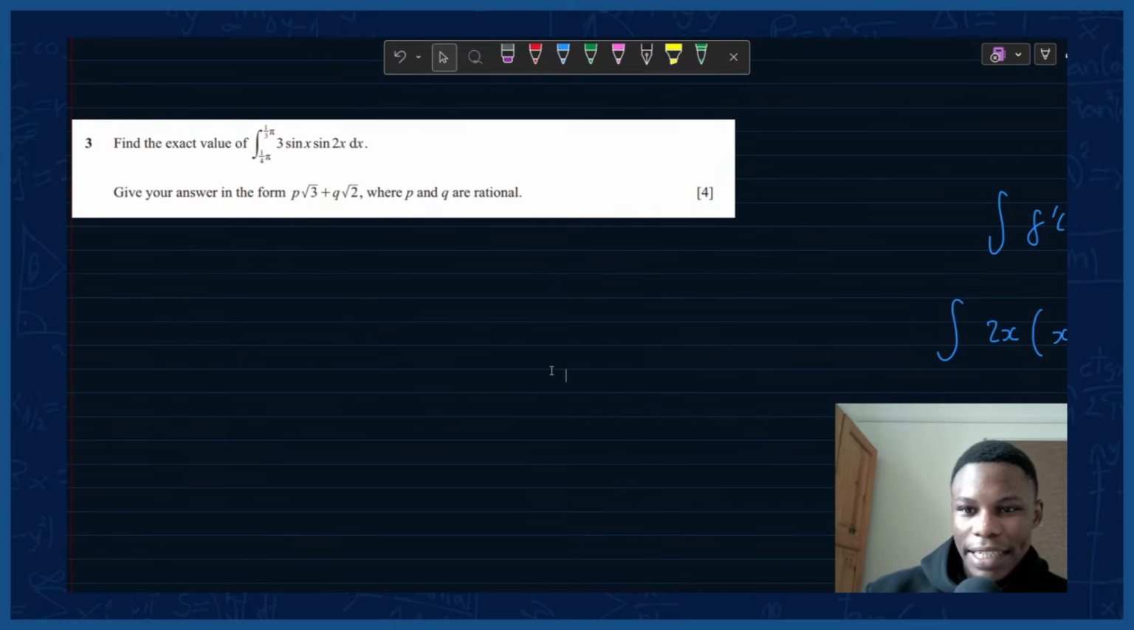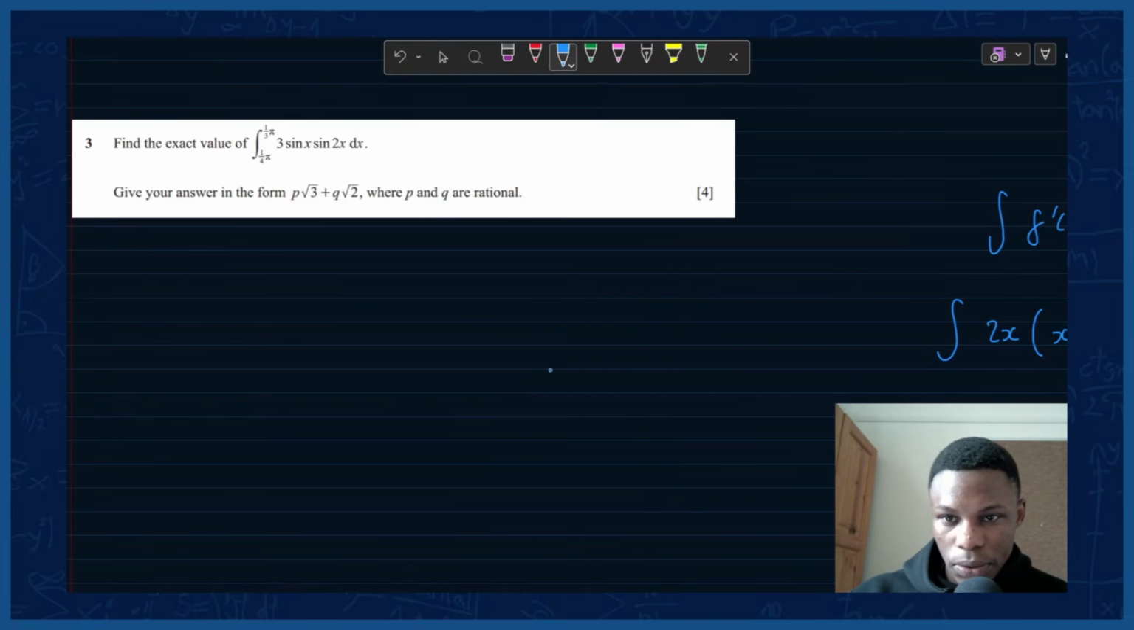Question number 3. Find the exact value of the integral from pi over 4 to pi over 3 of 3 sine x times sine 2x dx. Give your answer in the form p root 3 plus q root 2, where p and q are rational. Okay. So let's ignore the limits for now and let's just do the integration. So we want to do the integral of 3 sine x sine 2x dx.